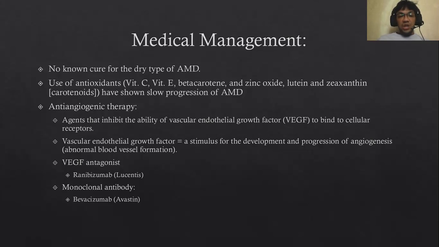So the VEGF antagonist, the drug of choice for that would be ranibizumab or Lucentis, or a monoclonal antibody known as bevacizumab or Avastin. These two drugs will be helpful in order to prevent the development and progression of angiogenesis.